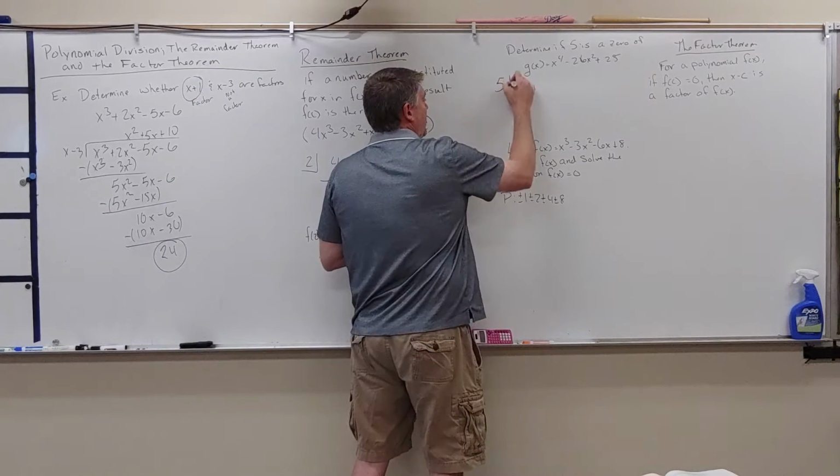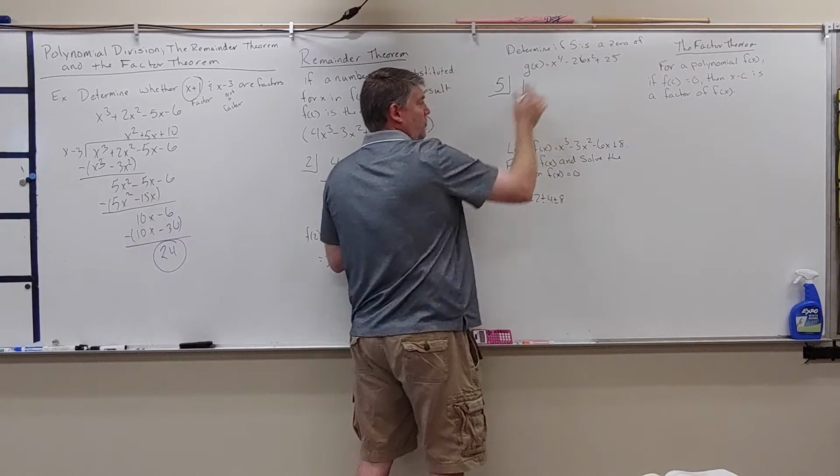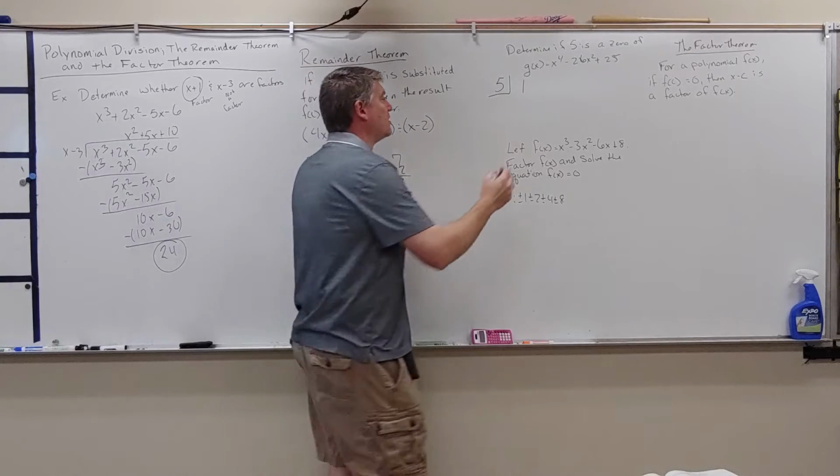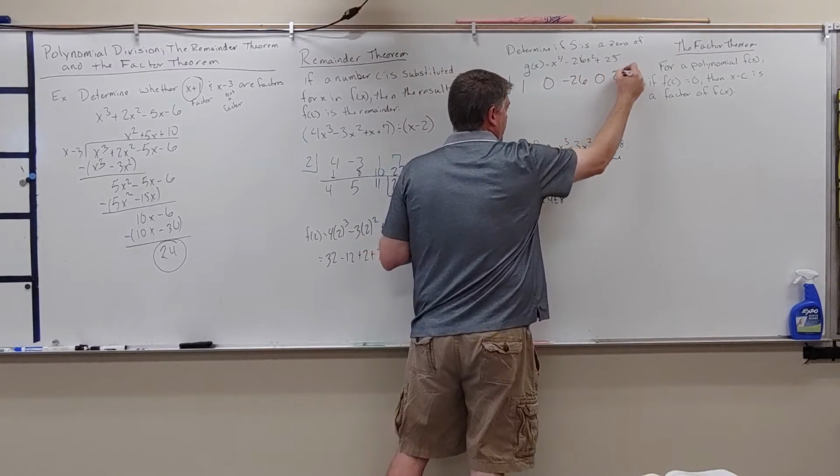So we're going to go 5. I'm going to pull down my coefficients. So I have 1x to the 4th. Well, how many x cubes do I have? 0, minus 26, 0 x's, and then 25.